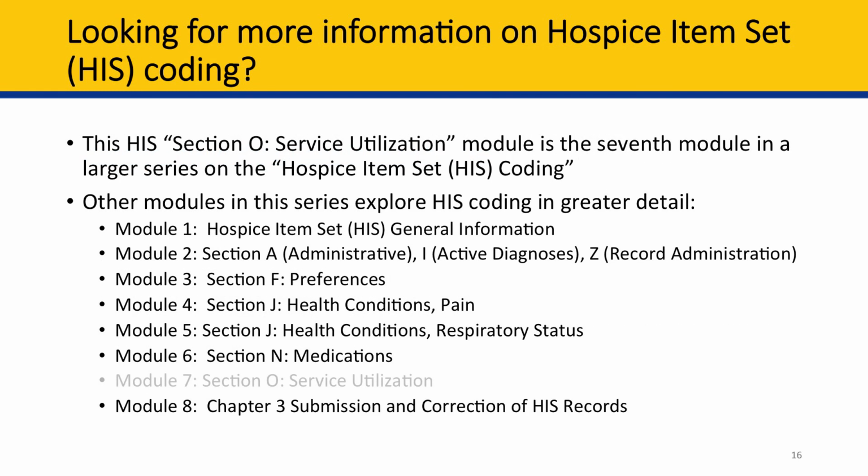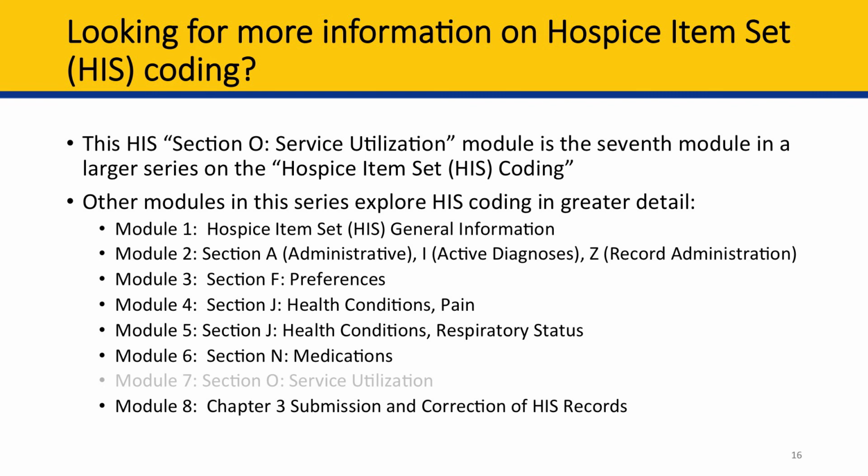This concludes the module Section O, Service Utilization. This module covered the items in Section O, including distinguishing between the level of care and the visit items, as well as the appropriate time frame for each item. This module also covered the specifications for the Hospice Visits When Death is Imminent Measure Pair.